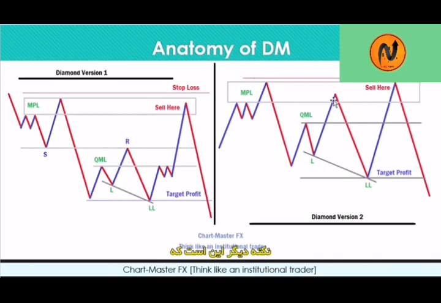Another thing is that this higher high should not engulf the MPL area. If it engulfs the MPL area, then it is not a diamond. So a diamond should be able to reverse within the MPL area, giving us an indication that we are going to come back to the MPL. And once you see that, it means that when the price comes back to the MPL area, that's where we can place our trade.